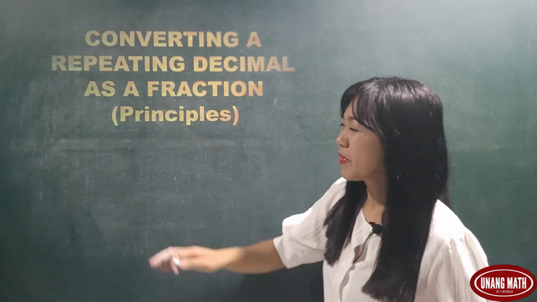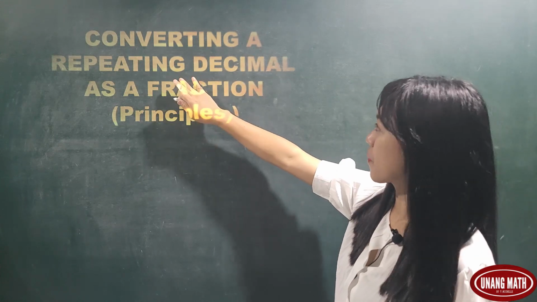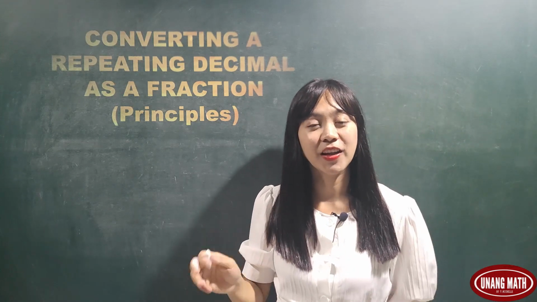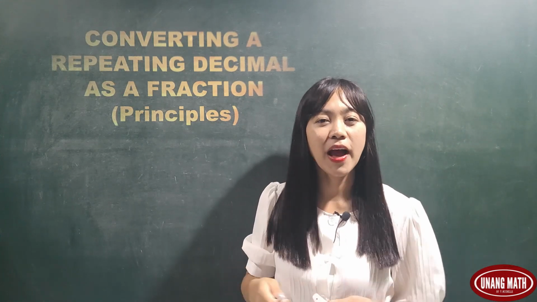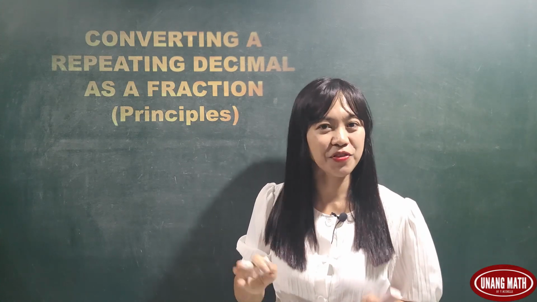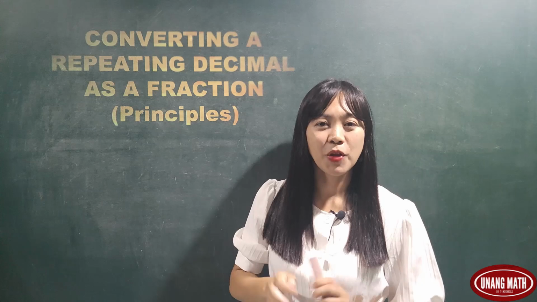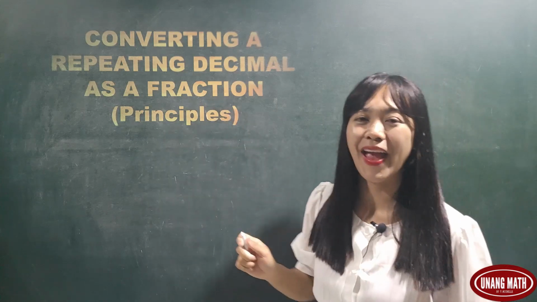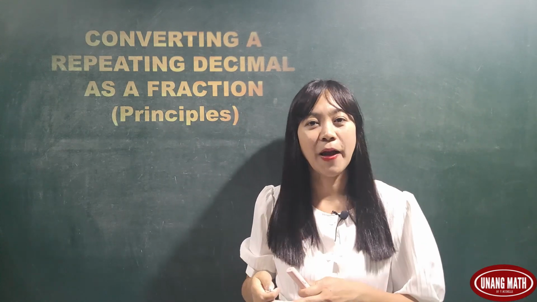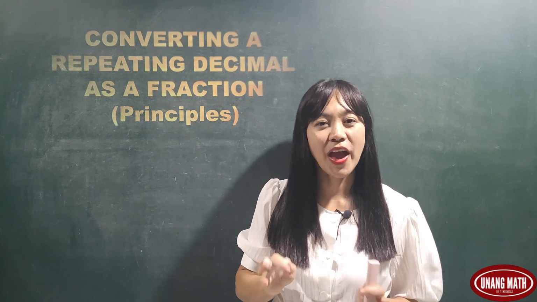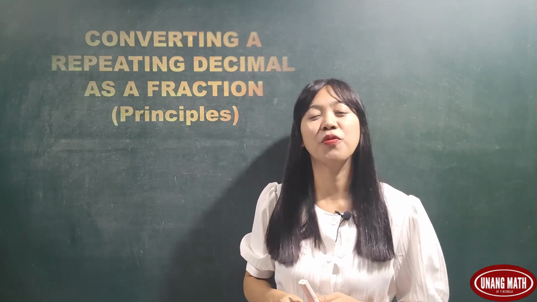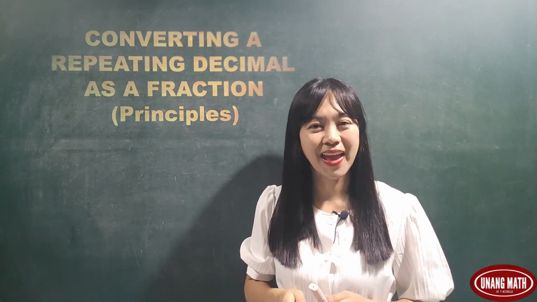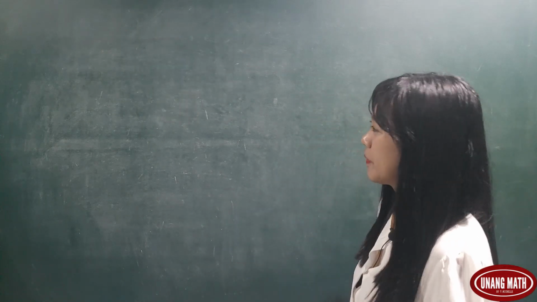For this episode, our lesson is converting a repeating decimal as a fraction. This topic is divided into principles and formula on how we will convert a repeating decimal as a fraction. But for this episode, we will focus on the principles. The topic about formula will be in the next episode. You have to learn first these principles before learning the formula in order for you to understand and solve more complicated questions. Okay, let's start.